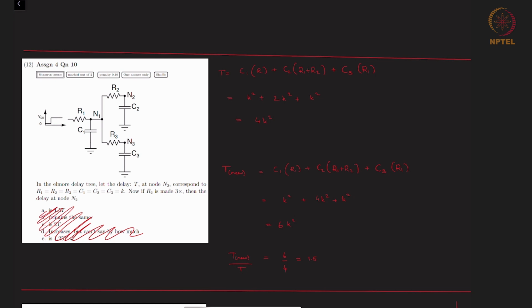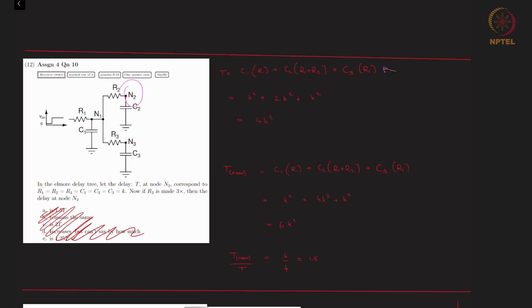Next, question 10. We are asked to find the delay at node N2. I've just given the Elmore delay expression for node N2, and you'll just have to substitute the value of k for R and C, and you'll get it as 4k square. Next, if R2 is made 3x, then all that's going to end up affecting is the middle term, and it'll come out to 6k square. So it's 1.5 times is the answer.